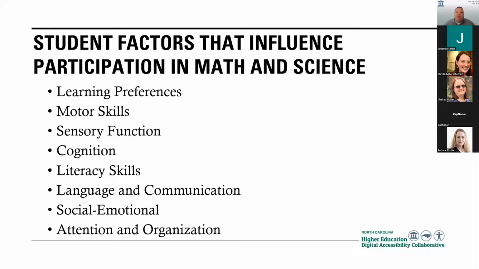Cognitive: how much can they understand intellectually about what is going on? Literacy skills: do they have the understanding to use correct grammar and make the right sentence structure? Language and communication: can they enunciate and elaborate and get their point across using their language? What social emotional impacts going on in our world influence our students and their motivation to learn? And then also the attention and organization that they have are all part of that.